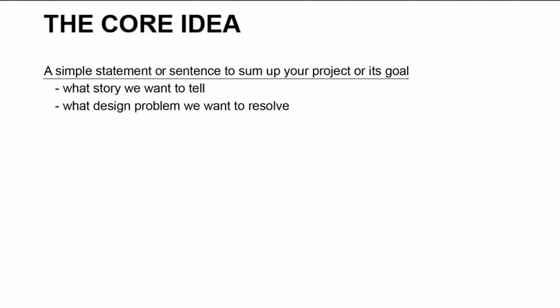So how should we start a project? Step one, you need a core idea. A core idea is a simple statement or a sentence to sum up your project or its goal. It's going to be about the story you want to tell or the design problem we want to resolve for this project. Now I know you might think, wait a minute, a lot of the movies, TV series, cartoons or video games that I love have a much more complex story that cannot just be summed up by a statement or a sentence.